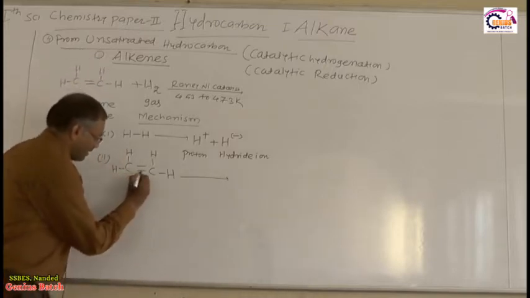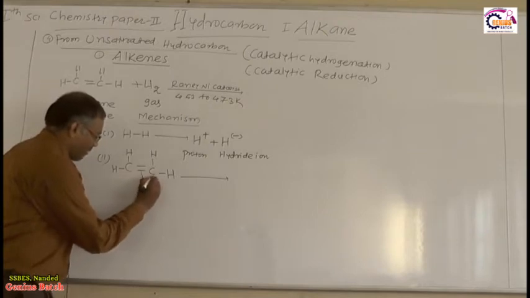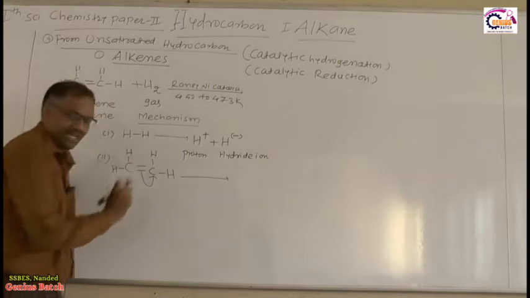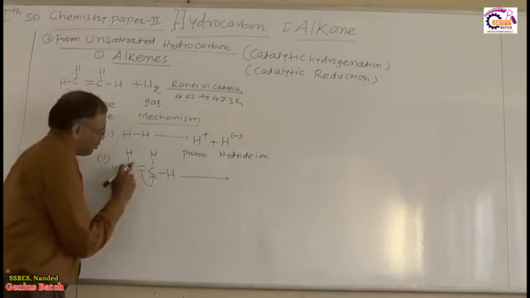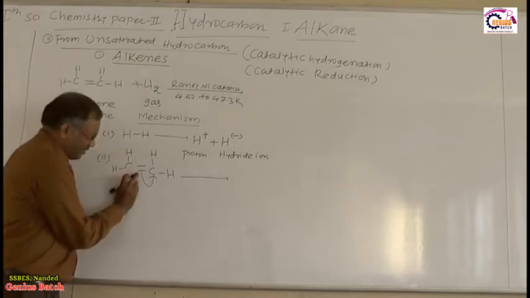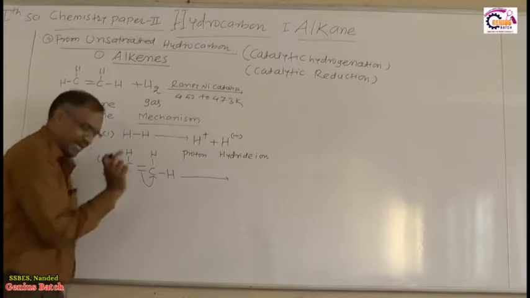What happens in the electromeric effect? The shifting of pi bonded electrons from one carbon atom to another carbon atom. You can shift this pi bond toward this carbon atom also. So here, there is a shifting of pi bonded electrons from one carbon atom to another carbon atom.